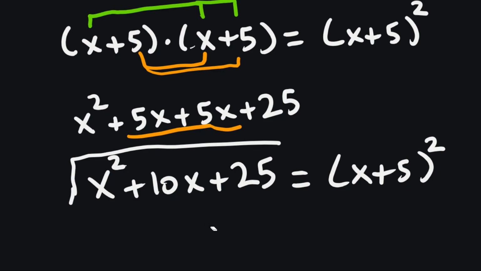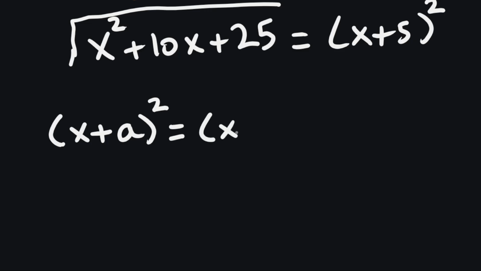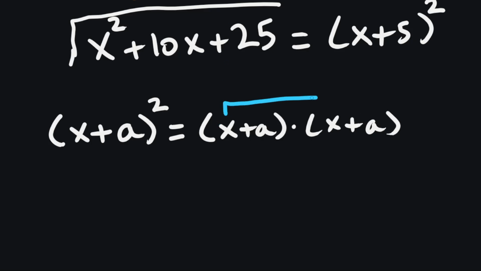Now, there's another way to think about this with regards to perfect square trinomials. Let's say we have any general binomial that we're squaring. So (x + a) squared. Let's actually try to evaluate this. (x + a) squared is (x + a) times (x + a). And again, we can use FOIL. So x times x, x times a, a times x, and a times a.